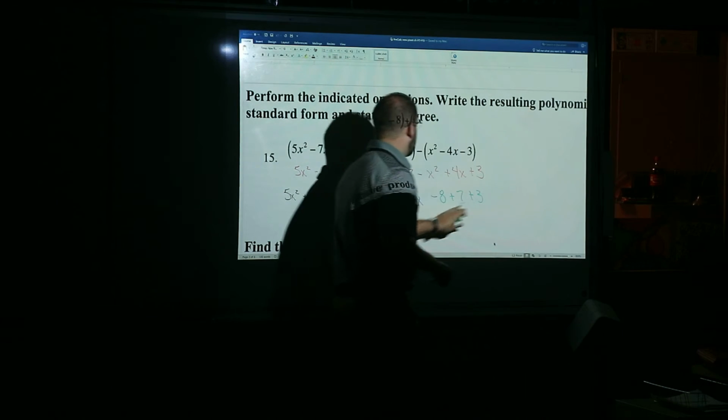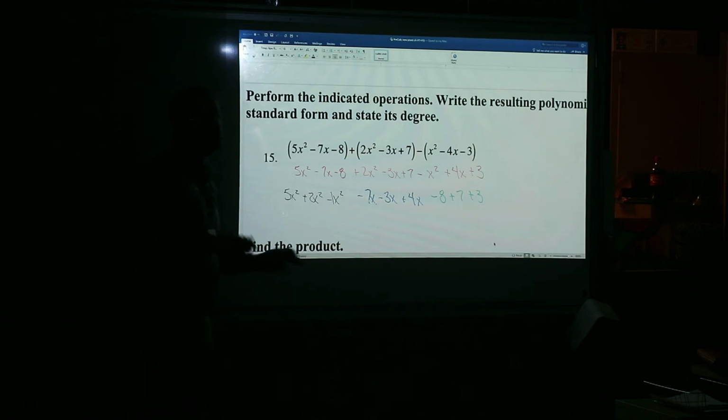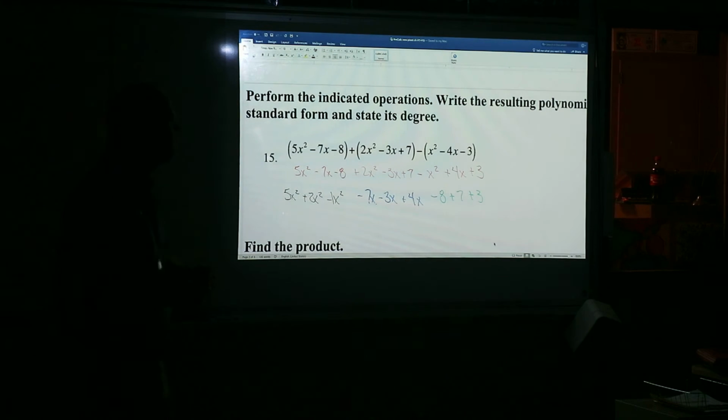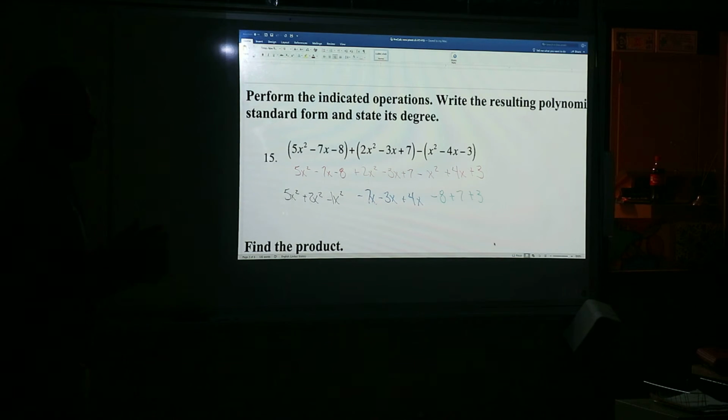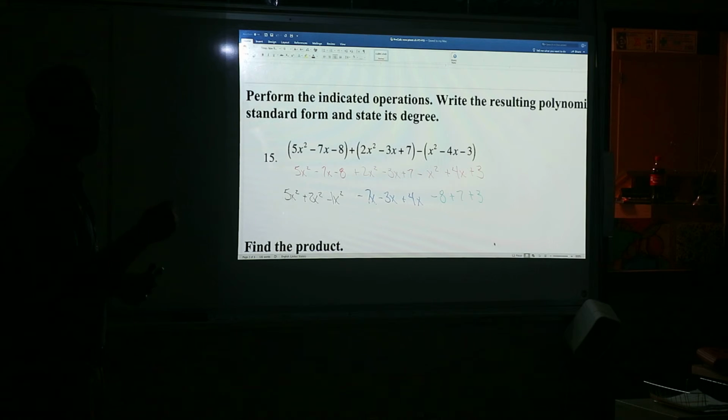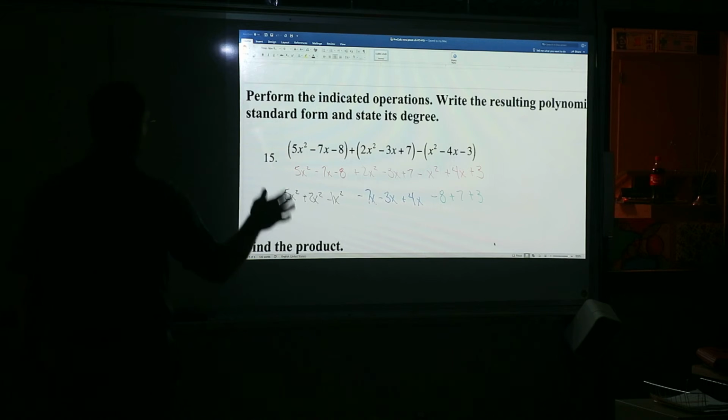All right, so now combine these, combine the x's, combine the x squares down. I tried to color code as best I could. Once you have everything written, what's the last thing you have to make sure that you answer? Degree. What degree is this thing? Second degree. So you better write degree 2 or second degree, I don't care. It better be somewhere on your paper.